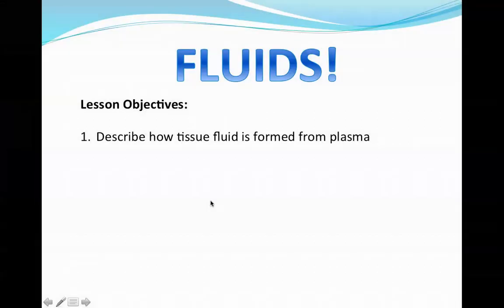So let's go on to today's lesson. First of all, we're looking at fluids, specifically lymph fluid and the lymphatic system. This was a past exam question. Okay, so describe how tissue fluid is formed from plasma. This is what we're going to go through today with regards to the lymphatic system. As I said, we're going to tailor it around this question.